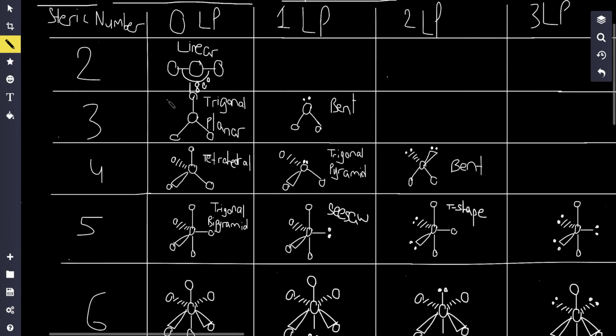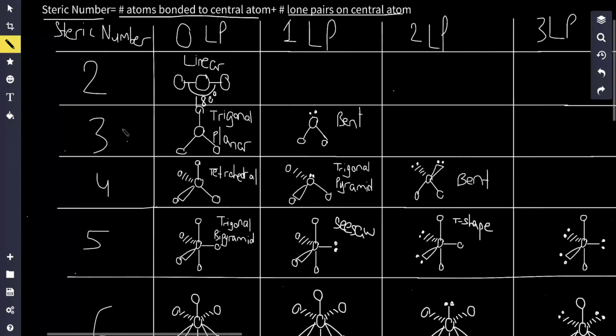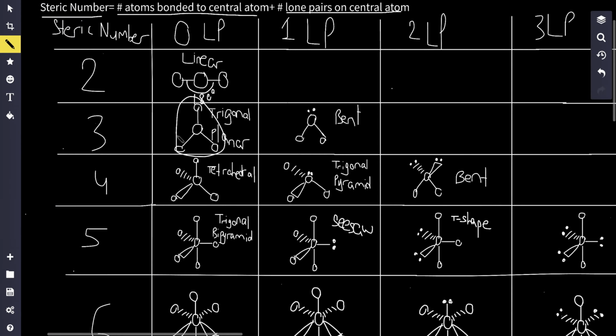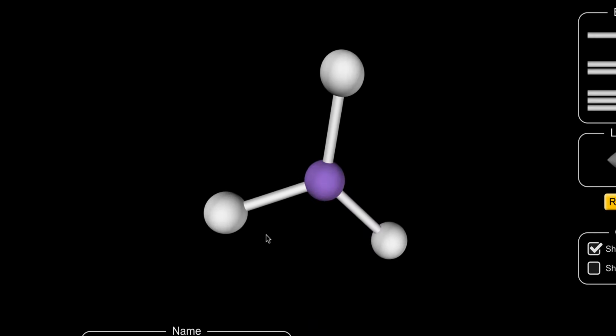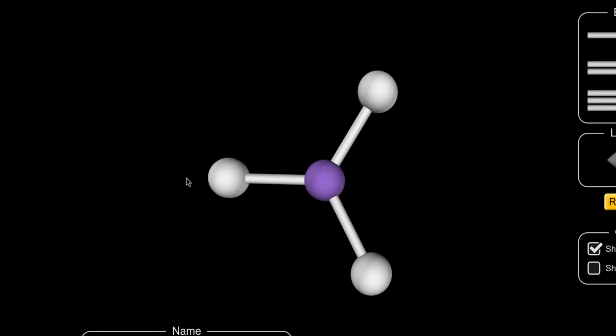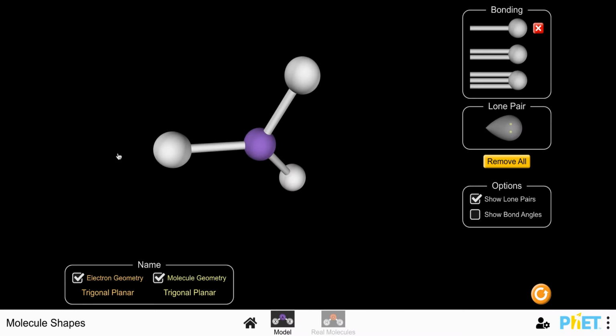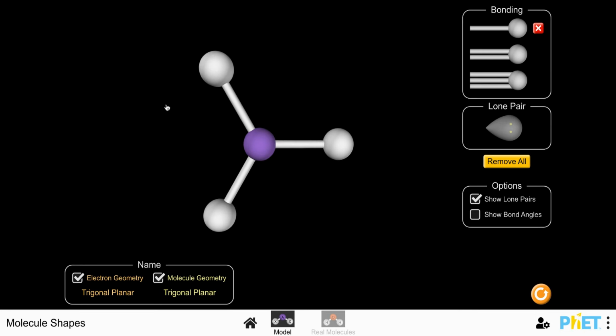Now we're going to be focusing on a steric number of 3. Let's say we have a molecule where our central atom is bonded to 3 other atoms. This structure is called trigonal planar, and this is going to have 120-degree bond angles. You can see how it kind of looks like a little triangle, right? So if I go back to my simulation and I add another bond, now we have a trigonal planar structure. So this is what it is going to look like.